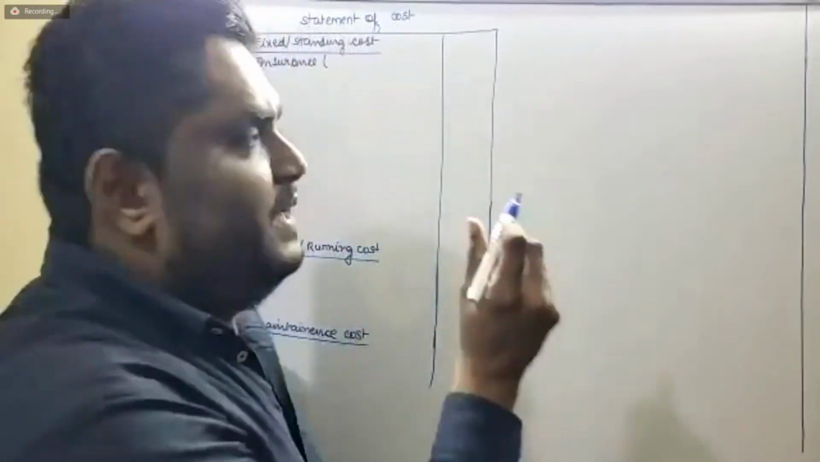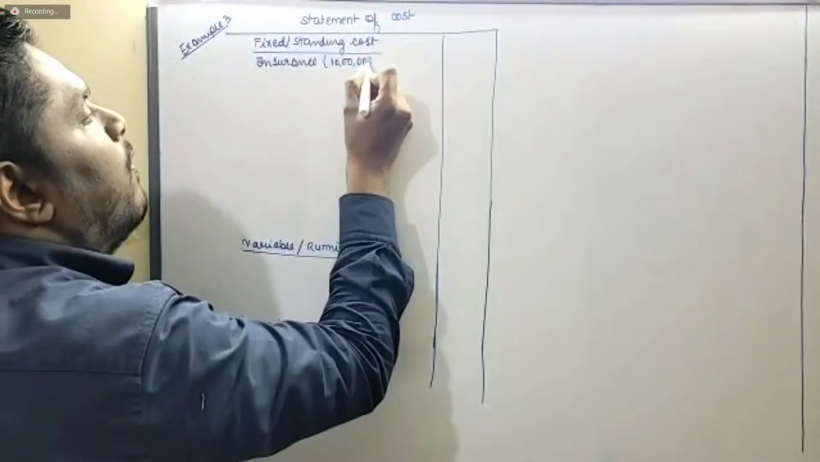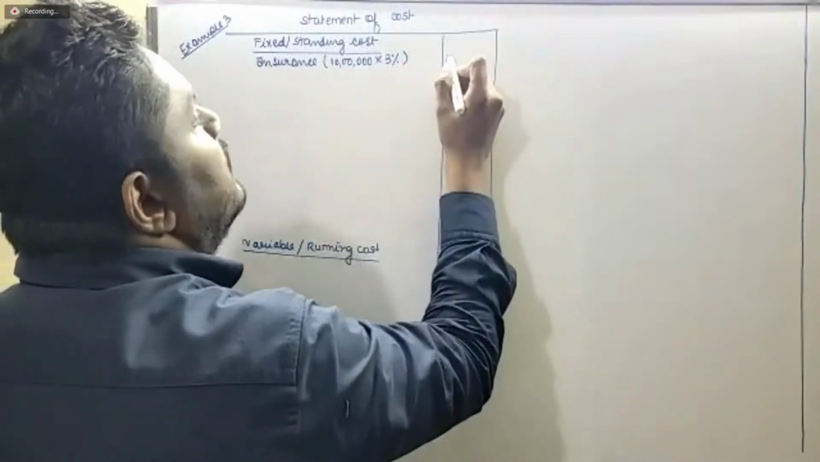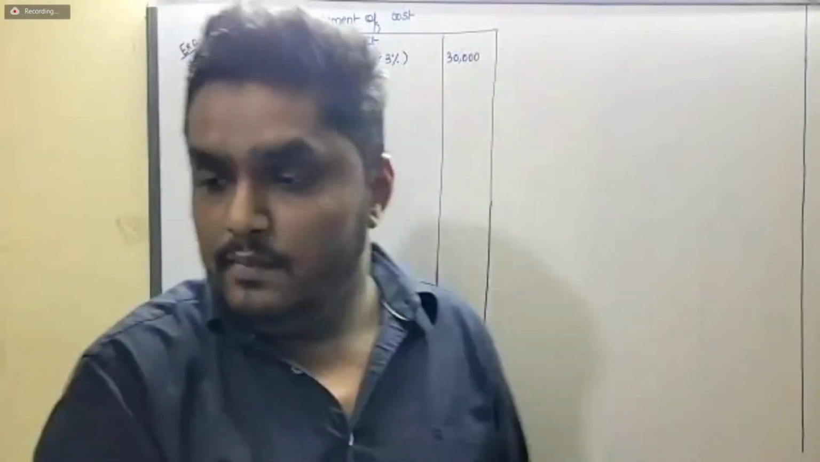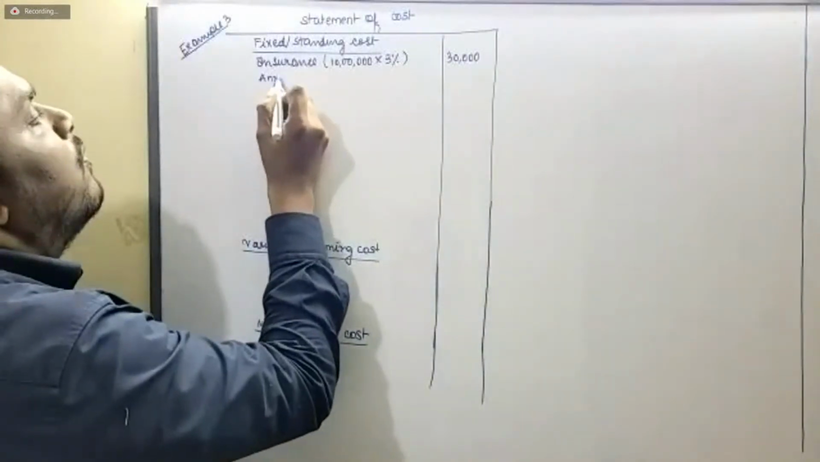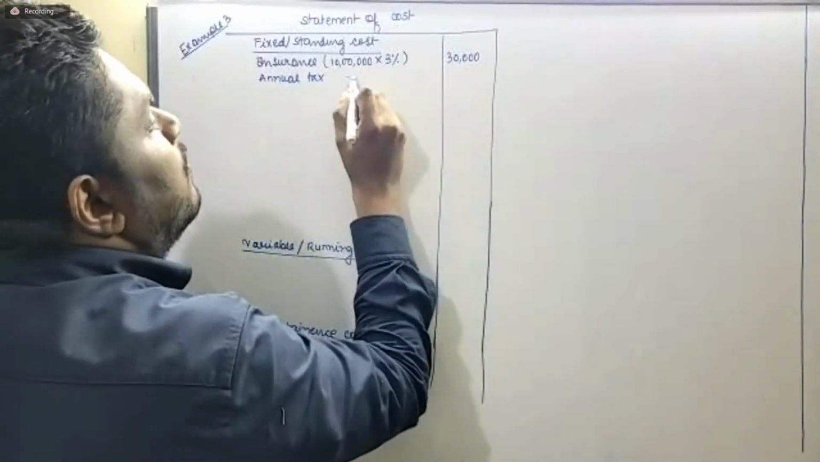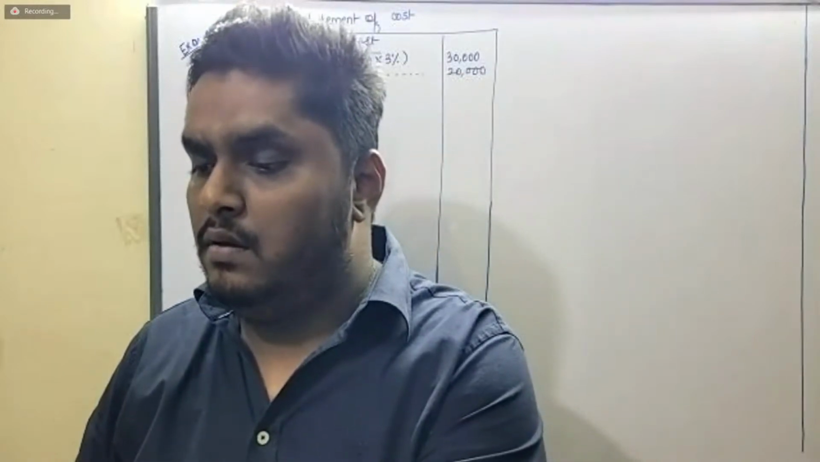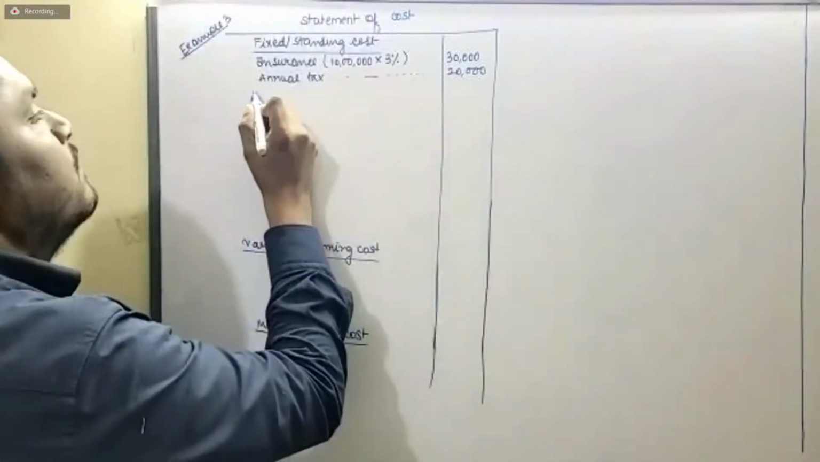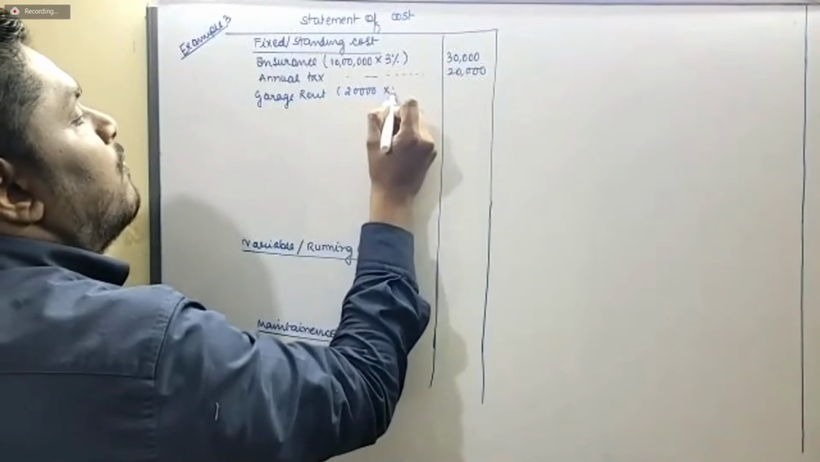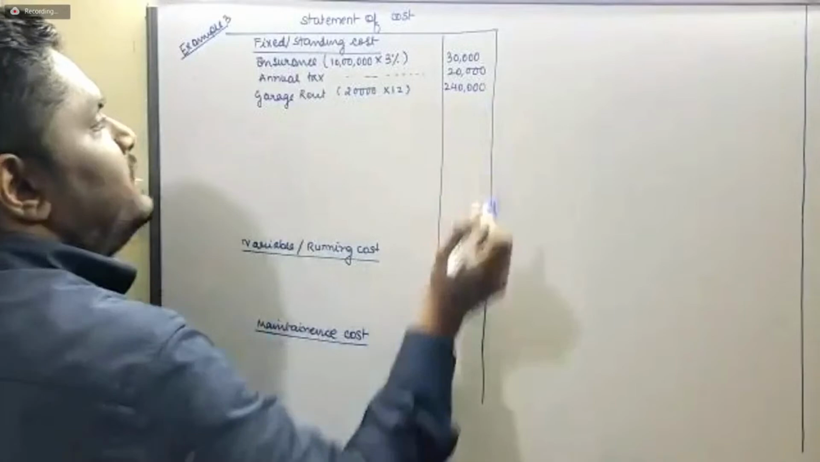The cost of the vehicle is 10 lakh rupees, into 3%. So this will be 30,000. The annual tax amounts to rupees 20,000. Garage rent is 20,000 rupees per month. So this will be 2,40,000.